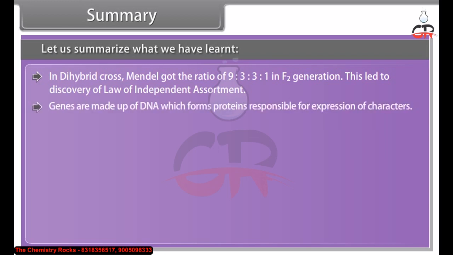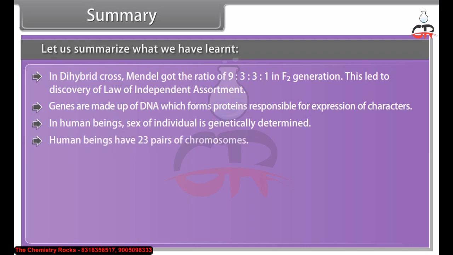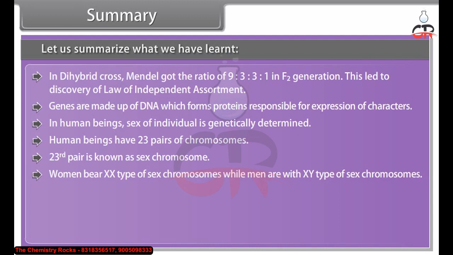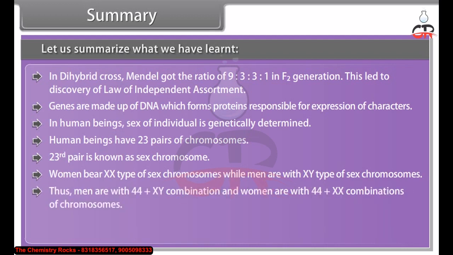Genes are made up of DNA, which forms proteins responsible for the expression of characters. In human beings, the sex of an individual is genetically determined. Human beings have 23 pairs of chromosomes. The 23rd pair is known as the sex chromosome. Women bear XX type of sex chromosomes, while men have XY type. Thus, men have a 44 plus XY combination, and women have a 44 plus XX combination of chromosomes.